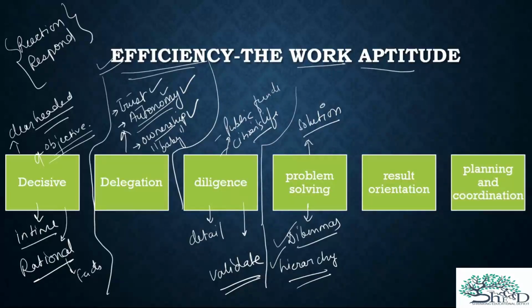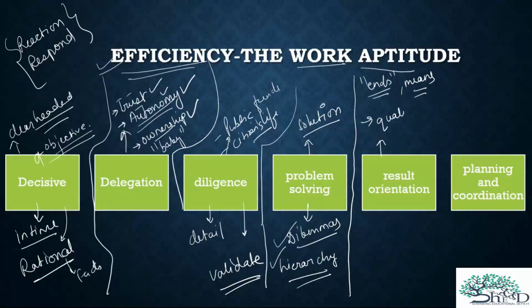Okay, result orientation, I think you also understand this. Basically you need to have focus on what you need to deliver and not just what you need to do. So we need to focus on ends also and means also. We can't be focused too much on any one of these things. So when there are challenging goals, how do you keep your focus? By being result oriented. And result doesn't mean any result, it should be a qualitative result.